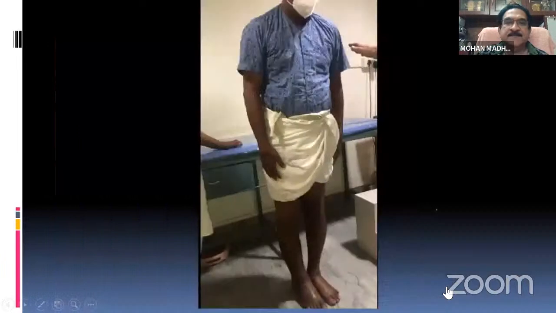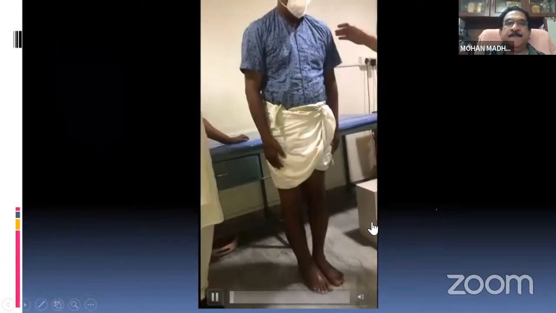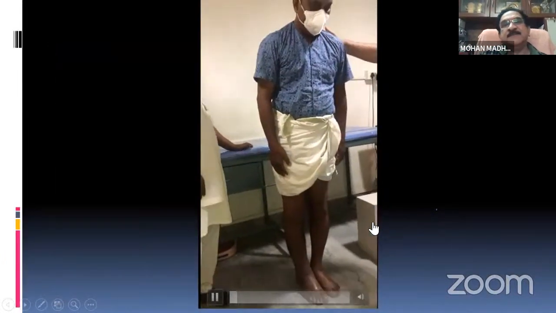It's also impaired. With the gait of the patient, Romberg is positive.